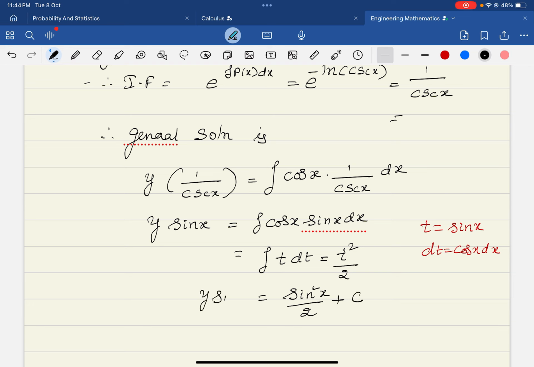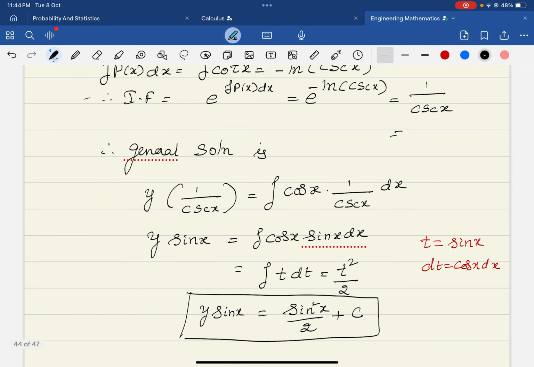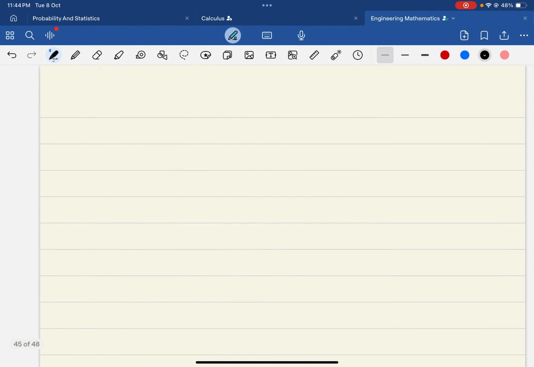What is this? This is y sin x. So this is the general solution. I hope with this you could understand how to solve the problems which are of linear differential equations. One more problem I will do, and I will wind up this session.